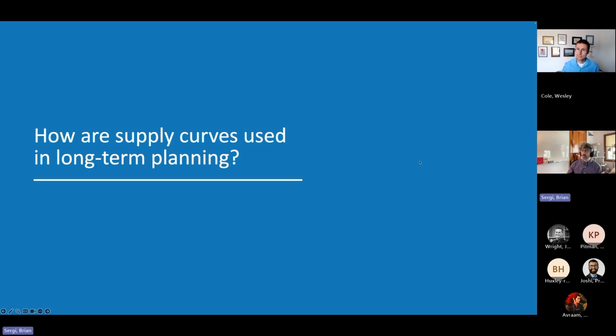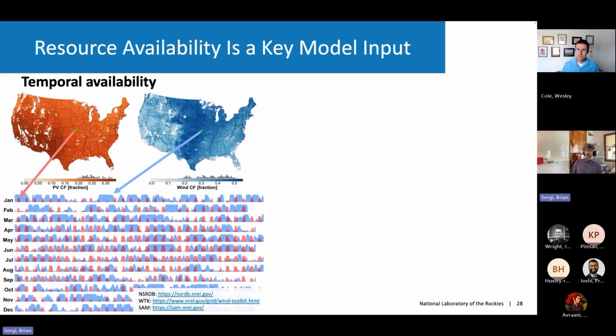Okay, cool. I'll talk a little bit then to close here about how these are used in our long-term planning models. Resource availability is a key input to the model, and there are two aspects of that, which we've already touched on a bit. Obviously, the temporal availability is really important.